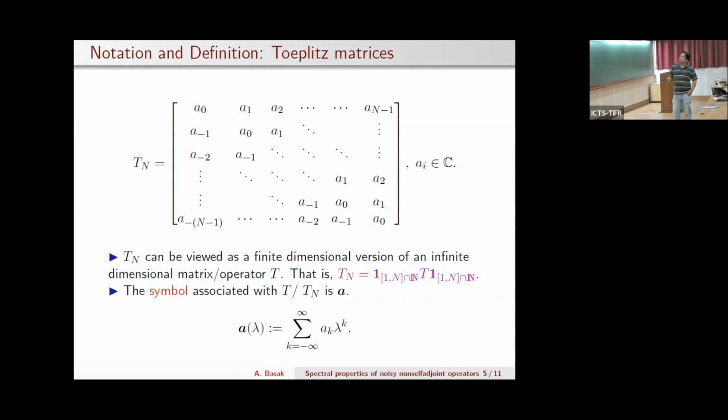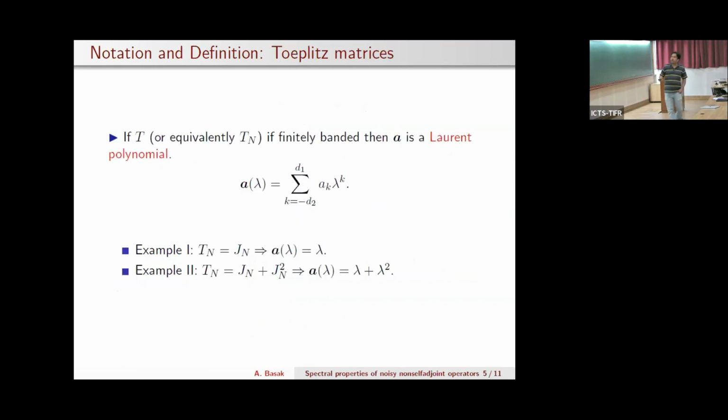The one thing that goes along with this Toeplitz matrix is a symbol. If you give me a Toeplitz matrix T or Tn, finite or infinite, then the symbol is basically this bi-infinite series, constructed out of the Ak's that you put on the diagonals, super and subdiagonals. If I give you a banded Toeplitz matrix, then this is a finite sum, so it is a Laurent polynomial, and you run from some negative d2 to d1.